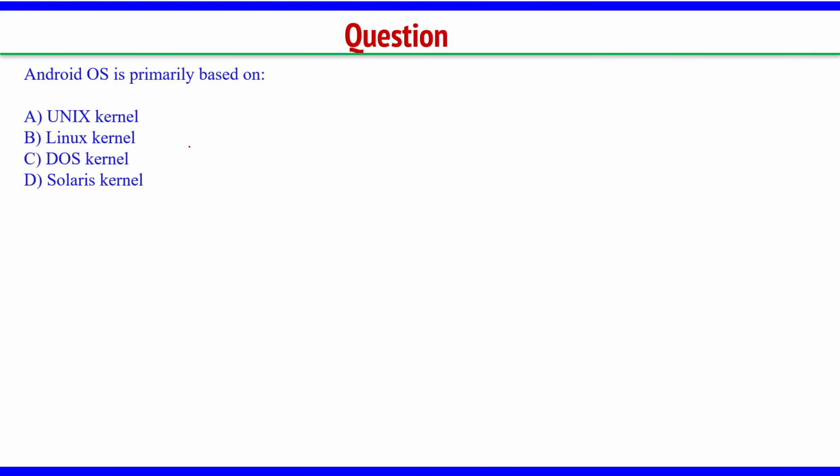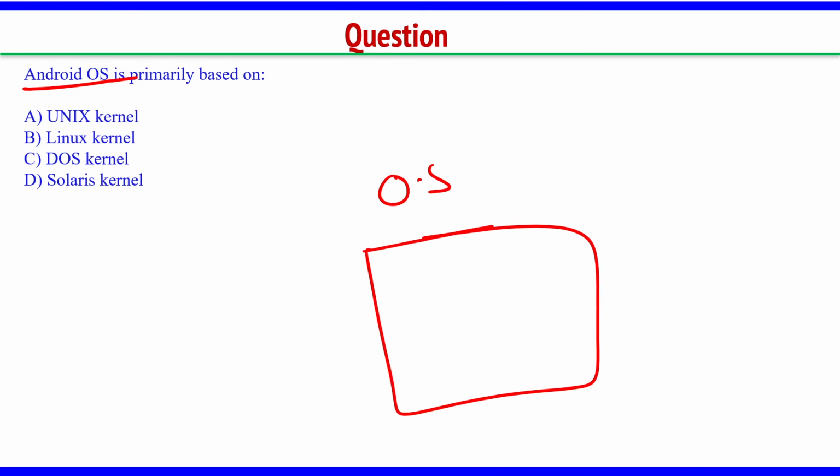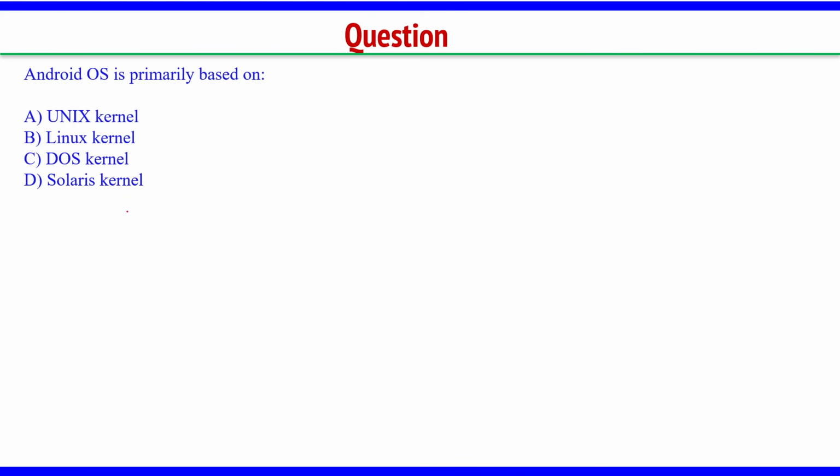Right? Next one, Android OS is primarily based on. Okay, see, Android, it's an operating system, we know that, but again it is using some other operating system's kernel. So what does the Android operating system use internally? Its internal structure again contains something else. It uses some other operating system structure. What is that? It is the question, right? Unix, Linux, DOS and Solaris. So all these are four different operating systems, right? So it's a rough guess, but the answer is Linux kernel.